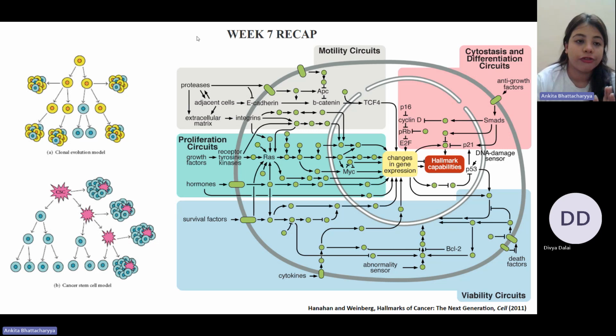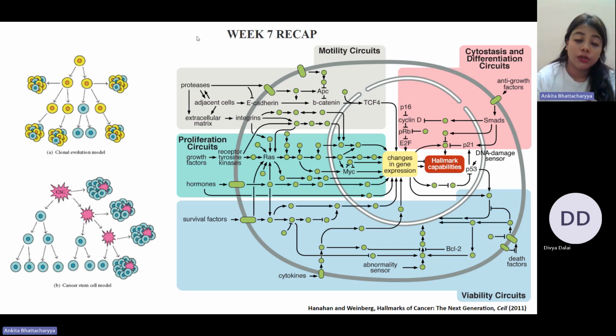So the concept of it is that from one clone, you are seeing that in subsequent rounds of division, some clones are acquiring some mutations and they are getting selected for in the long run. The second is the cancer stem cell model, in which we are saying that from the entire tumor, there is one particular cancer stem cell which is responsible for producing more and more clones, or producing different clones compared to the parent cell, and not the others.